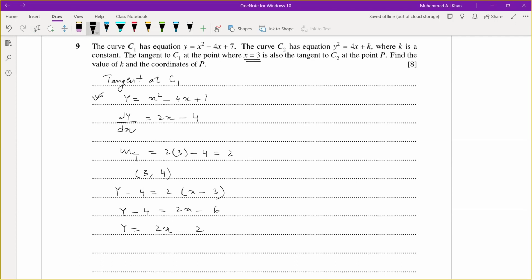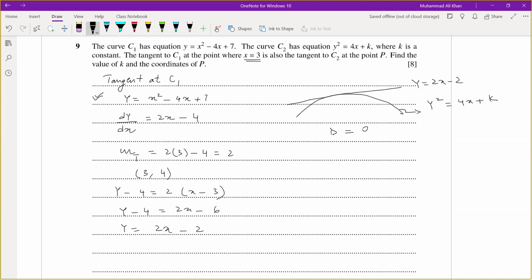अब देखिएगा क्या कहा गया, the tangent to C1 at the point x equals 3 is also the tangent to C2. C2 के ऊपर भी ये tangent है. And what is the equation of this tangent? y equals 2x minus 2. And what is the equation of C2? y squared equals 4x plus k. And now, as the line is tangent to the curve, तो इस पर हम कह सकते हैं कि discriminant is equal to 0.